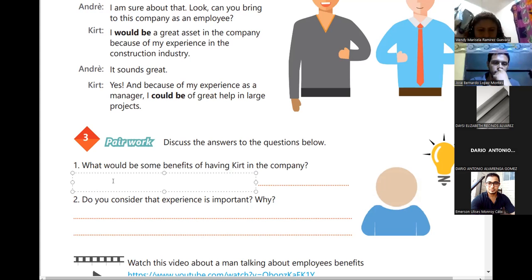Okay, podríamos hablar de Curt o de la compañía. Entonces, si Curt fuera el subject, podríamos decir, Curt. Ya empecé la respuesta. ¿Qué seguiría? Would, porque con would me preguntaron. Y como la expresión es would be, Curt would be, ¿qué sería Curt?